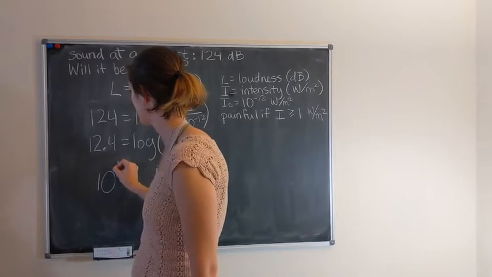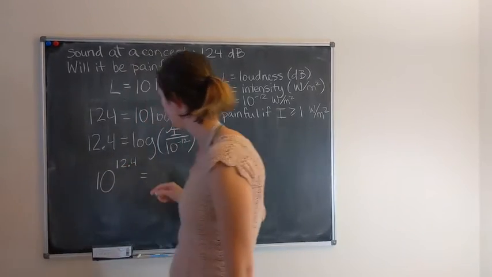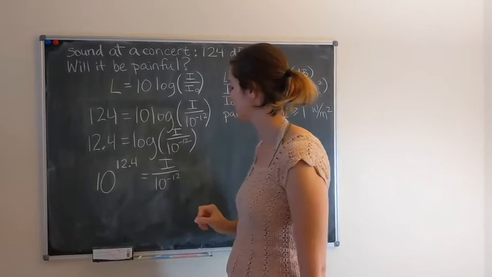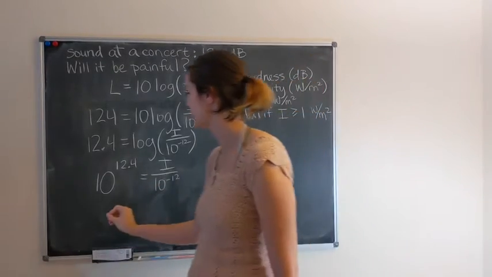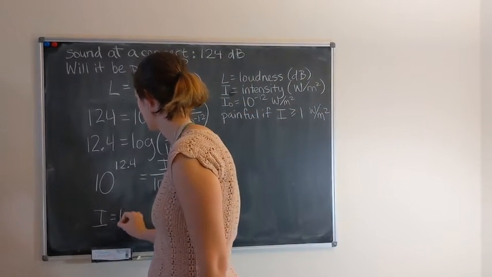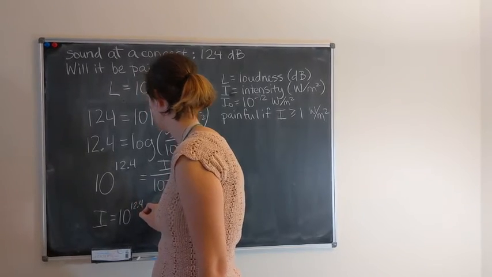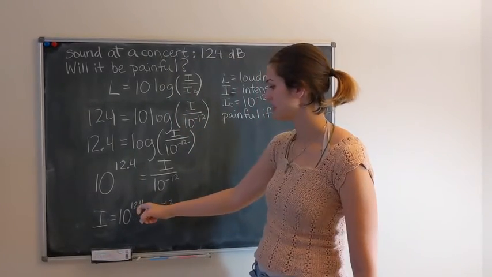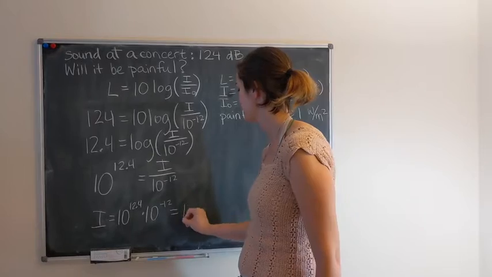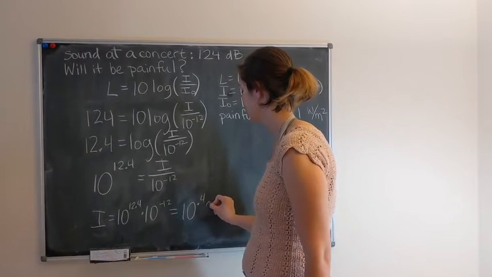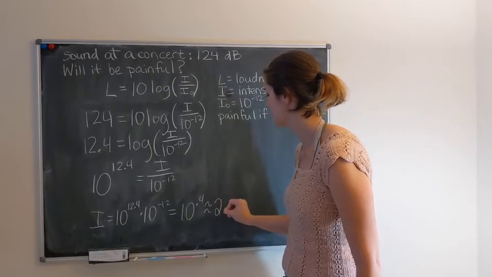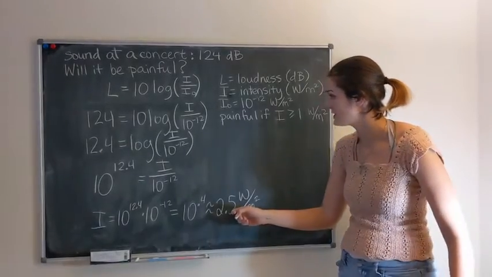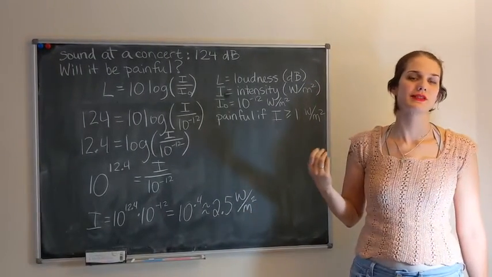So we'll have 10 to the 12.4 equal to the input of the logarithm, which is our intensity, over 10 to the negative 12. And multiplying both sides by 10 to the negative 12, we'll get that our intensity is 10 to the 12.4 times 10 to the negative 12. Adding our exponents together, the product rule for exponents gives us 10 to the 0.4, which is approximately 2.5 watts per square meter, which is a whole lot bigger than 1, so this is going to be really painful to listen to.